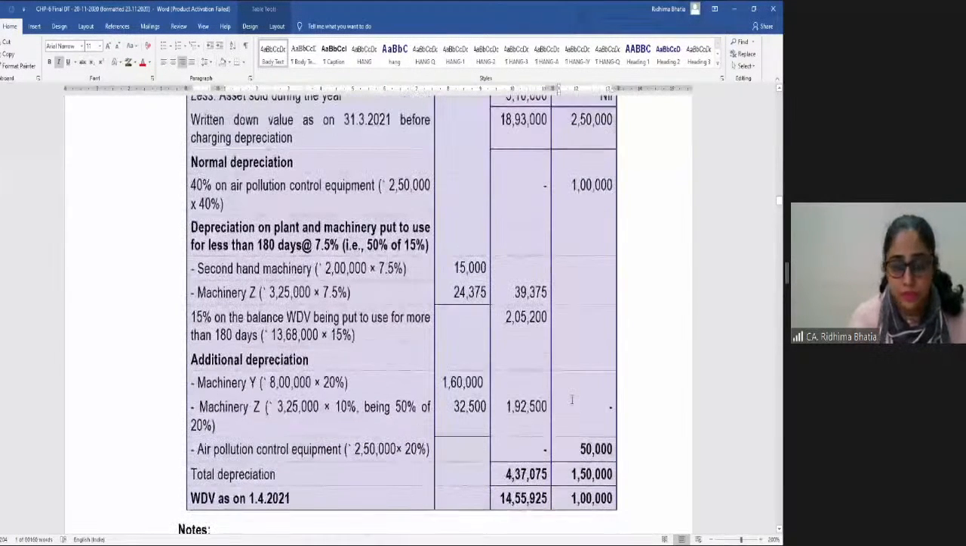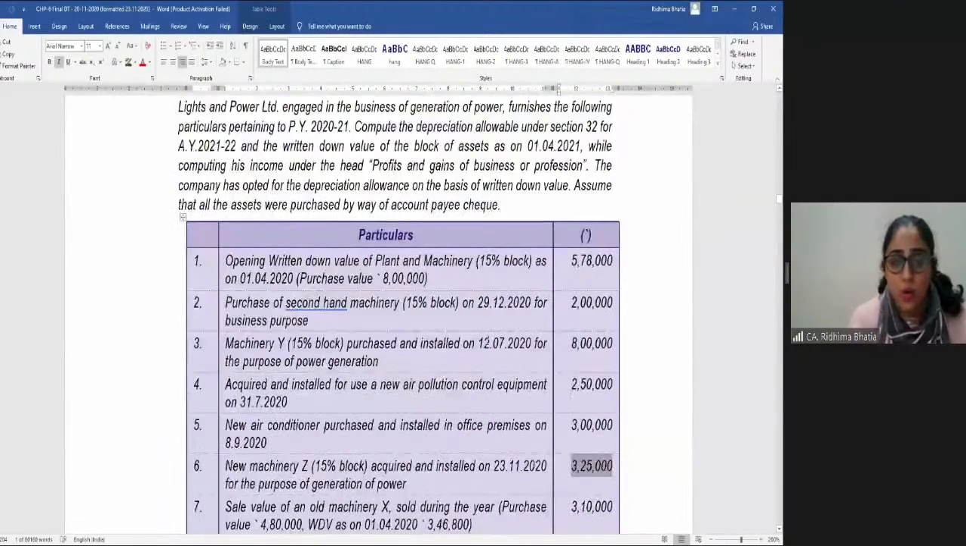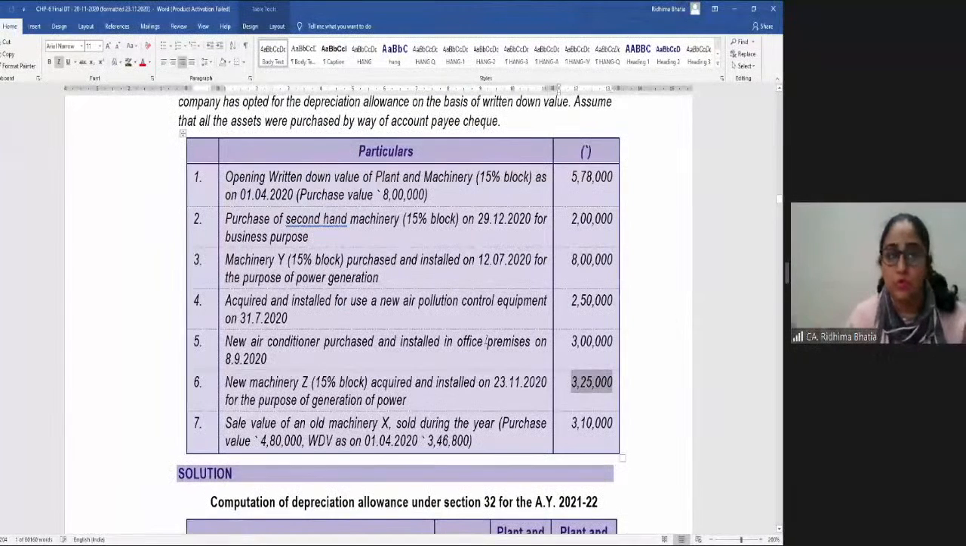Now coming to additional depreciation. Additional depreciation would be there on the assets only which are acquired and put to use during the year, not on the opening and not on the second hand. On second hand you will not get. On machinery Y you would get 20% of 8 lakh. Then on air pollution equipment also you will get 20% of 2,50,000. Do not do 40%. On the new air conditioner which is installed in the office, you will not get the additional depreciation, and on machinery Z you will get 7.5%. Any doubt?